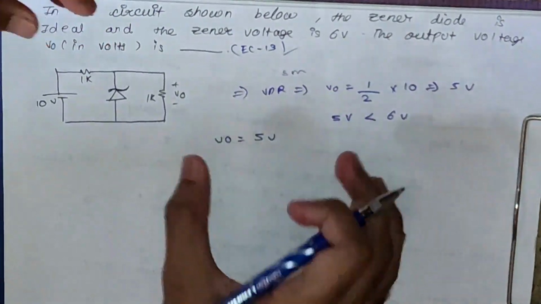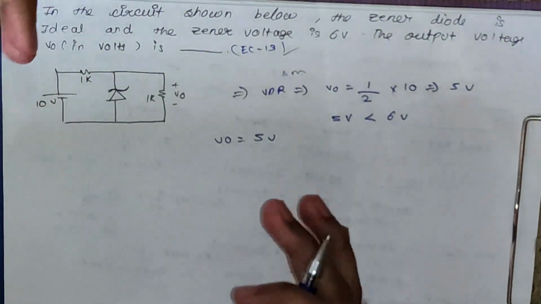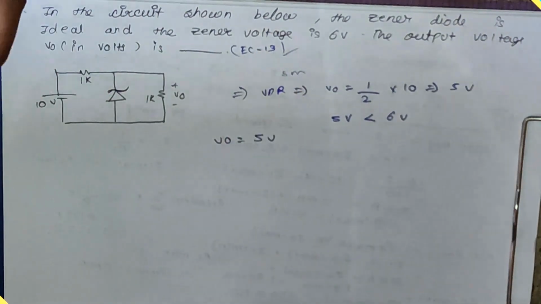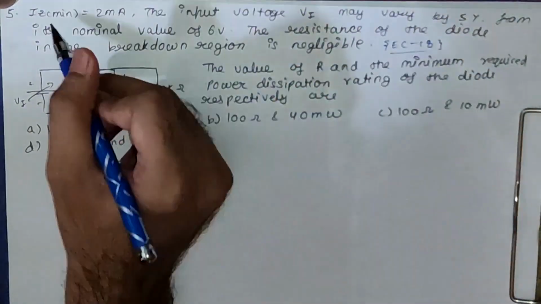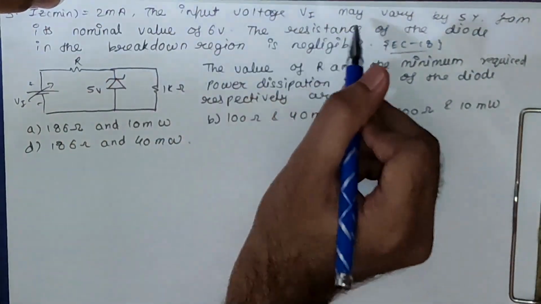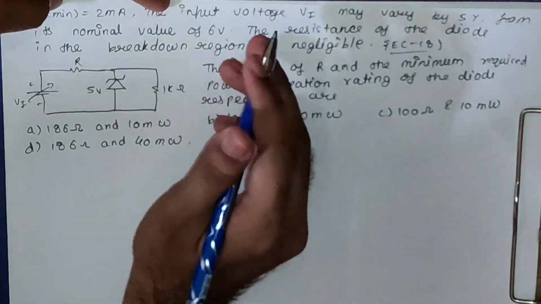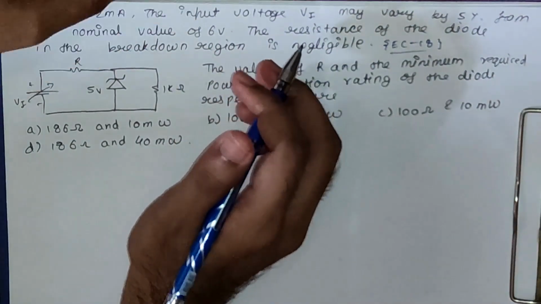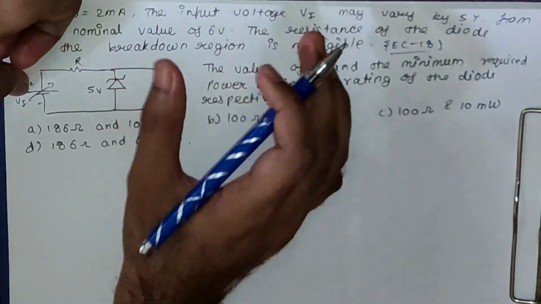Take note of this type of question also, because in this type of question your chances of making mistakes are higher. Now let's see this question. This is of EC 2018. IZ minimum is given. The input voltage Vi may vary by 5% from its nominal value of 6 volts. From this sentence we can get to know that V in is varying here, so it is a question of line regulation.